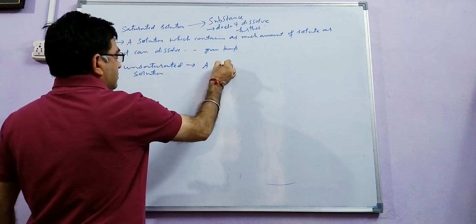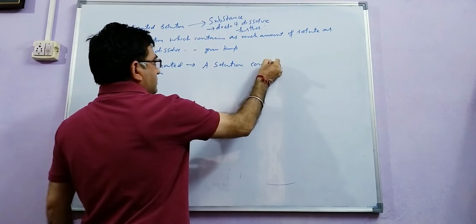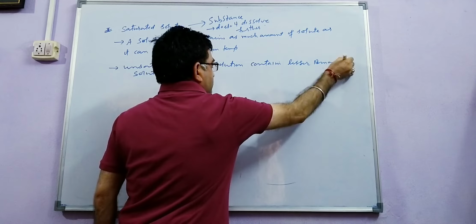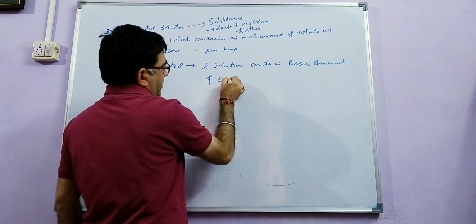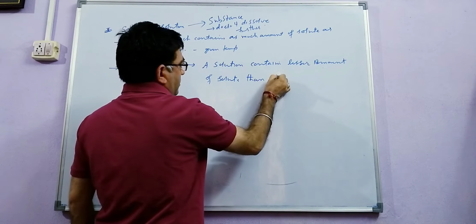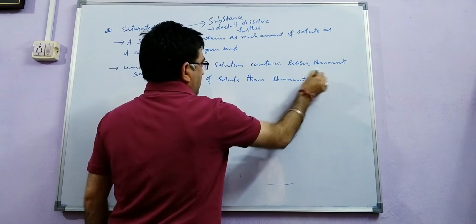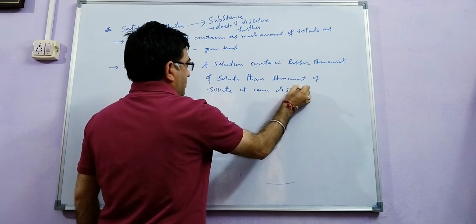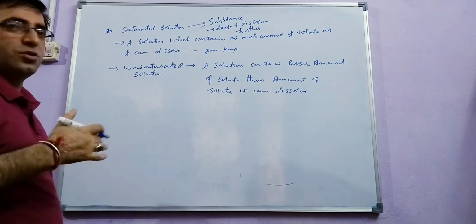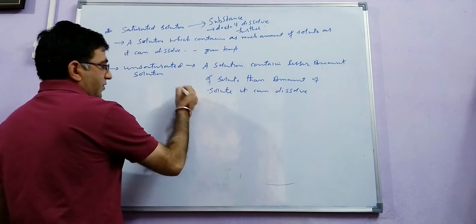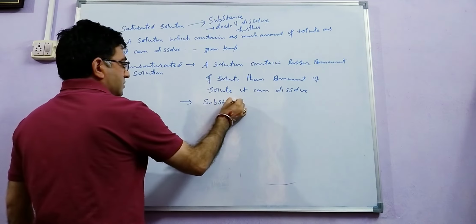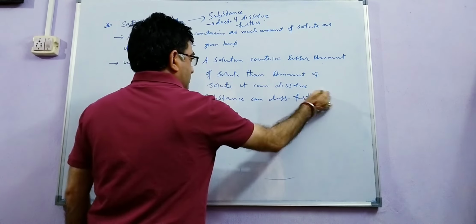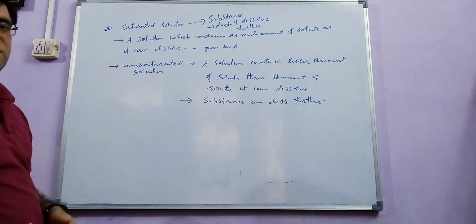Means a solution which contains a lesser amount of solute than the amount of solute it can dissolve. Means such a solution in which more solute can still dissolve. Clear. For such a solution, the substance can dissolve further. We can dissolve more solute in it.